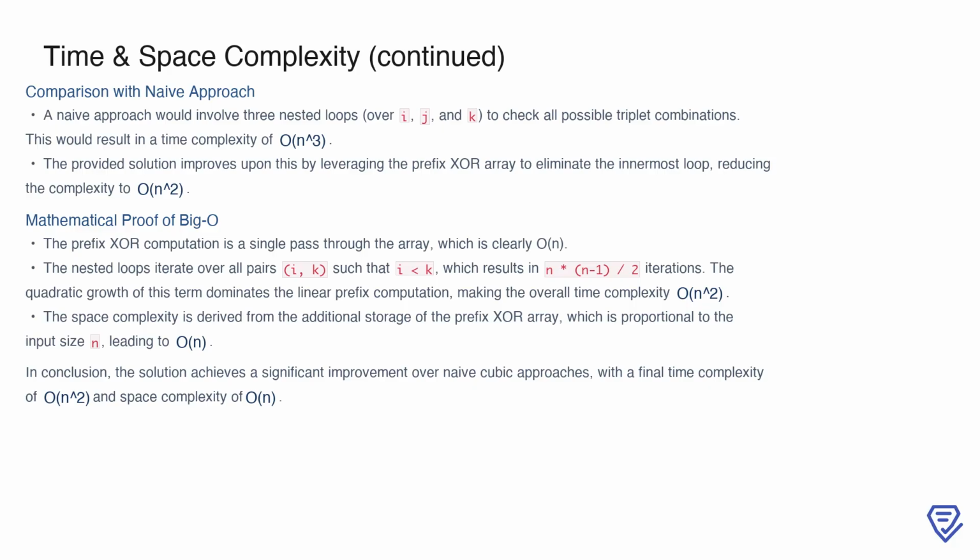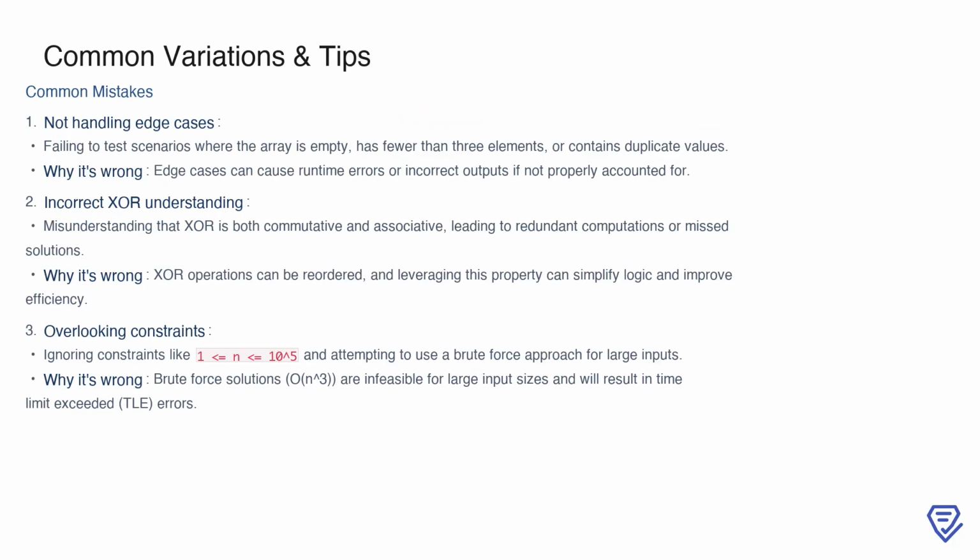In conclusion, this solution achieves a significant improvement over naive methods, offering a more scalable and efficient approach to solving the problem. When tackling this problem, there are a few common mistakes that can trip you up. First, not handling edge cases is a frequent issue. For example, failing to account for scenarios where the array is empty, has fewer than 3 elements, or contains duplicate values can lead to runtime errors or unexpected results. Testing edge cases is essential to ensure your solution is robust.